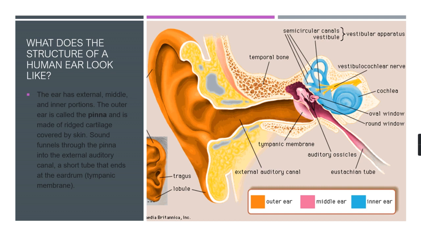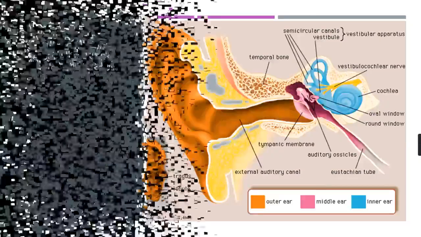The outer ear is called the pinna and is made of elastic cartilage covered by skin. Sound funnels through the pinna into the external auditory canal, a short tube, and it ends at the eardrum, where people can hear.